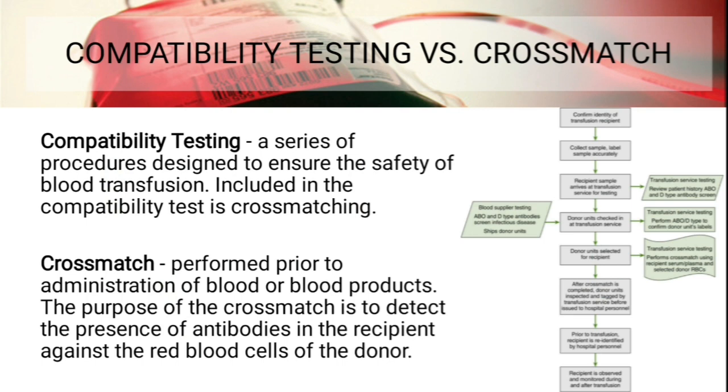And then, these antibodies attach to the red blood cells of the donor after transfusion. So an incompatible transfusion can result in a severe hemolytic anemia and even death. The figure on the right shows the process of compatibility testing. So the process begins at the recipient and ends with a safe transfusion into the recipient.